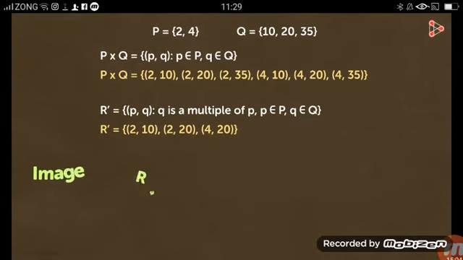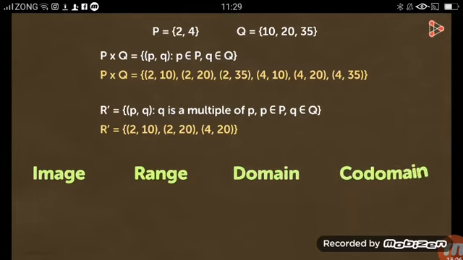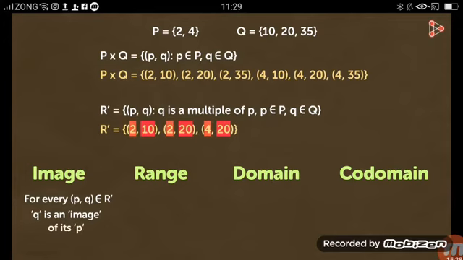Terms image, range, domain, and codomain. We know that the set R dash has three ordered pairs: (2, 10), (2, 20), and (4, 20). Here we can say that 10 is an image of 2, 20 is an image of 2, and 20 is an image of 4. We can say that every Q in set R dash is an image of its P.